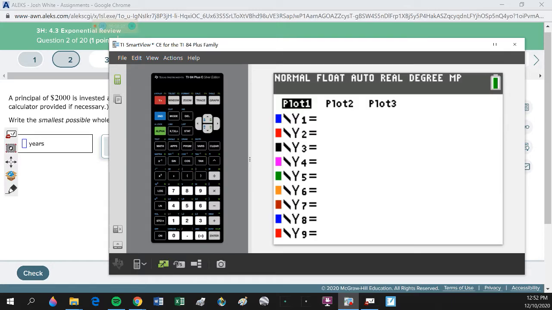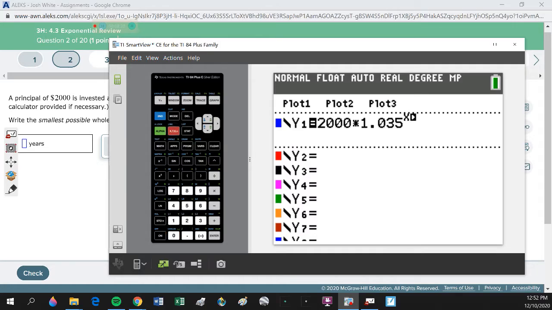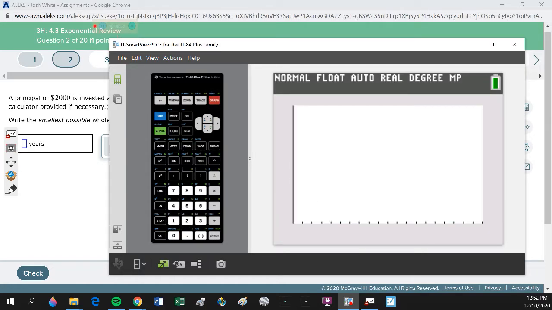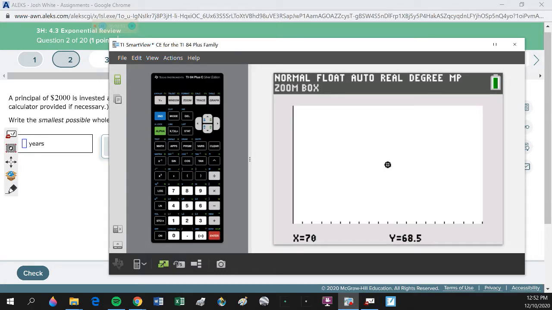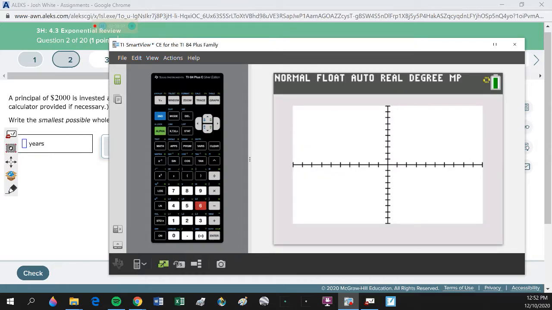I gotta turn my plot off. But I'm gonna type in 2,000 times 1.035 raised to the x. Then I can graph it. Oh, that's not what I wanted. I wanted this. I don't see anything. Why don't I see anything? Starts at 2,000 on the y. Turns out, I don't really care if I see the graph or not. I can still plug numbers in.